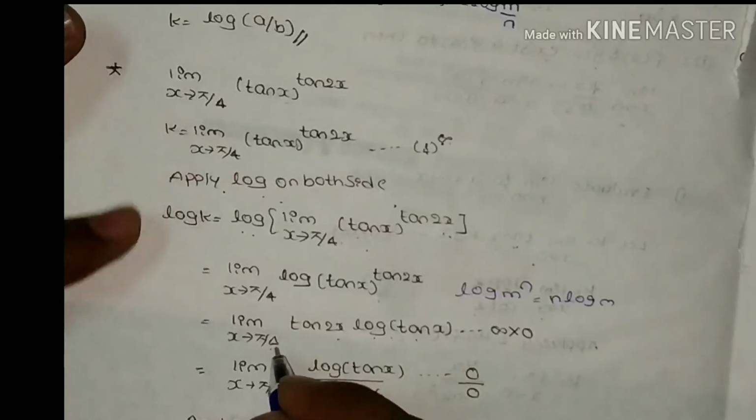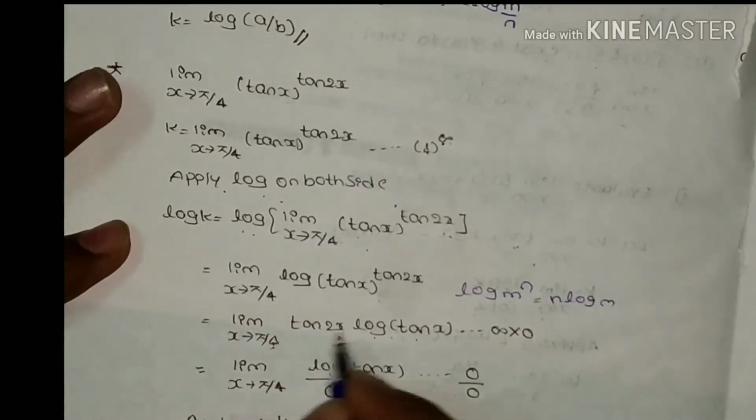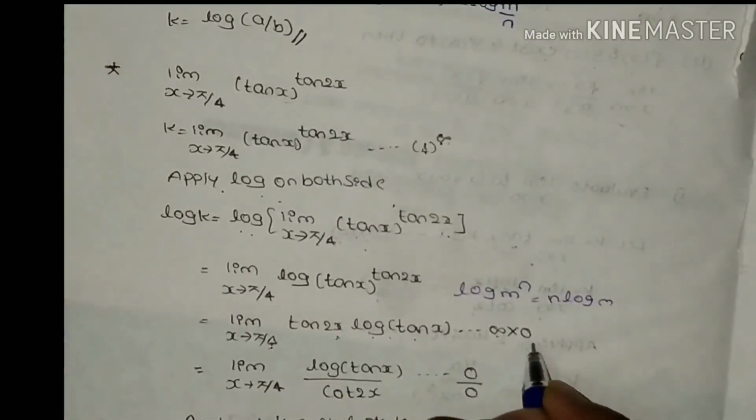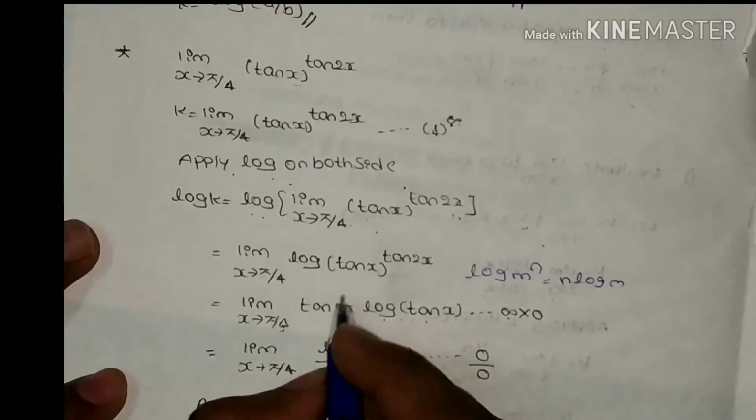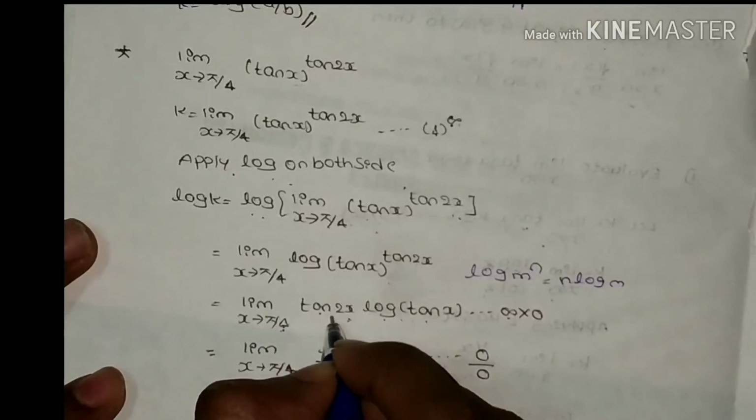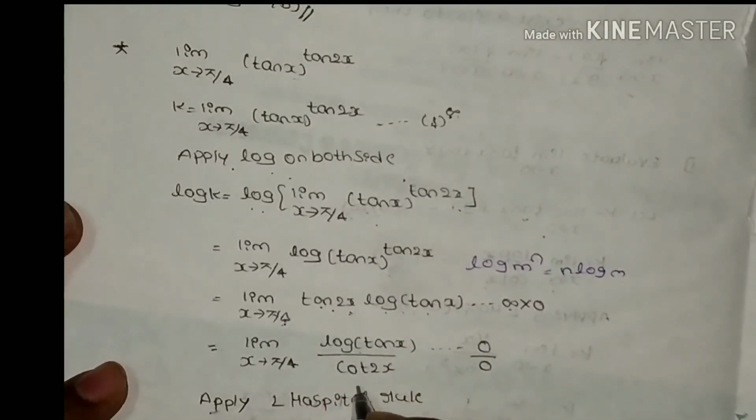Now let's check: wherever x is there, put pi by 4. So we get infinity into 0. So it is also not in the standard form. Let us simplify it. Tan 2x can be written as 1 by cot 2x. It becomes log tan x divided by cot 2x.